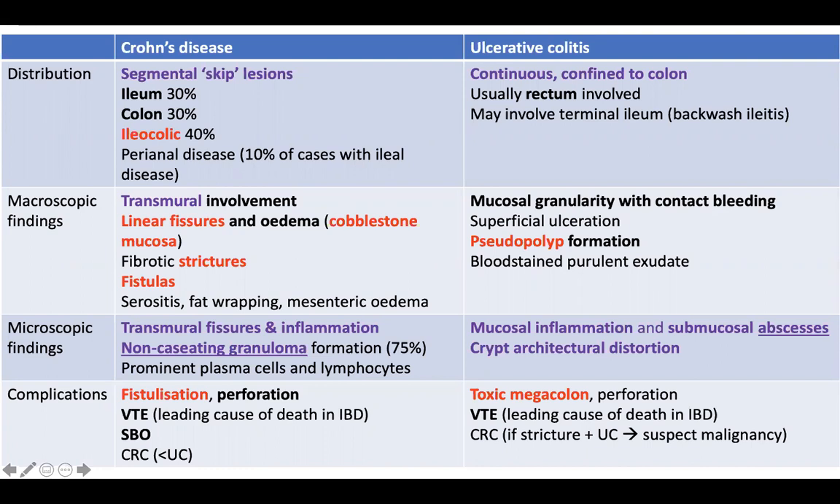Yeah, so this is non-caseating, so it won't have necrosis, but epithelioid histiocytes, yeah, that's the buzzword, I guess. UC, so this is important. It gives you submucosal abscesses, and it can also give you crypt distortion. Yeah, the main complications, as we've talked about, are fistulization and perforation, and UC can give you toxic megacolon.